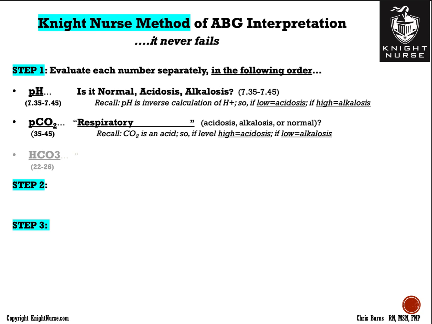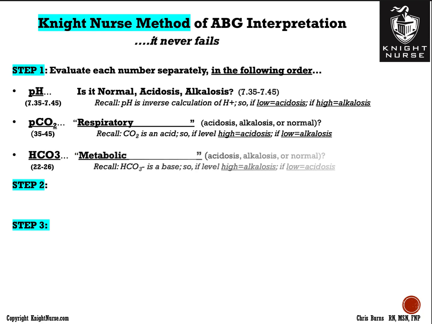PCO2, you can automatically write the word respiratory in because you know it's a respiratory gas. If it's high, then it's acidosis because CO2 is an acid. If it's low, then that's respiratory alkalosis. And if it's normal, it's normal. Bicarbonate, it's always metabolic because it's renal metabolic. It's a base, so if the bicarb is low, then it's metabolic acidosis. If it's high, it's metabolic alkalosis. Or if it's normal, you write it down. Okay, so you just get those 3 numbers hard and fast.